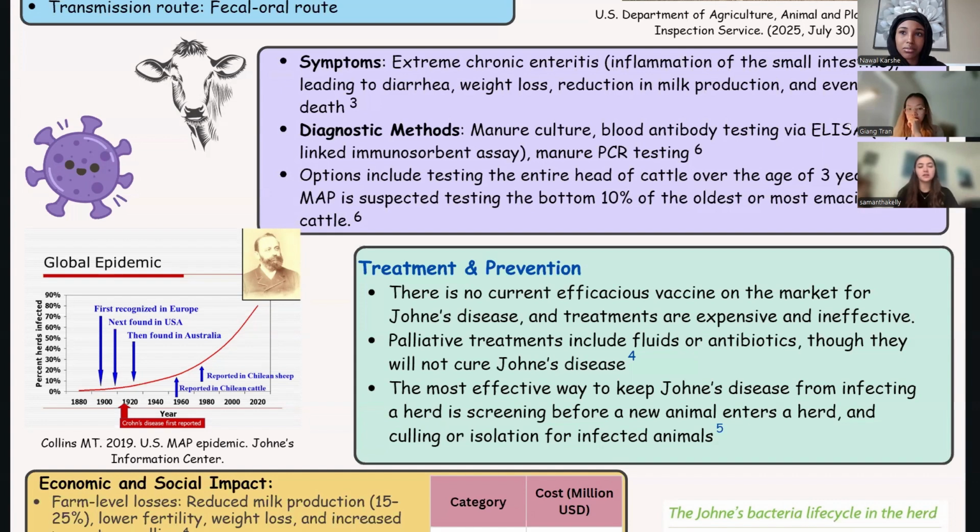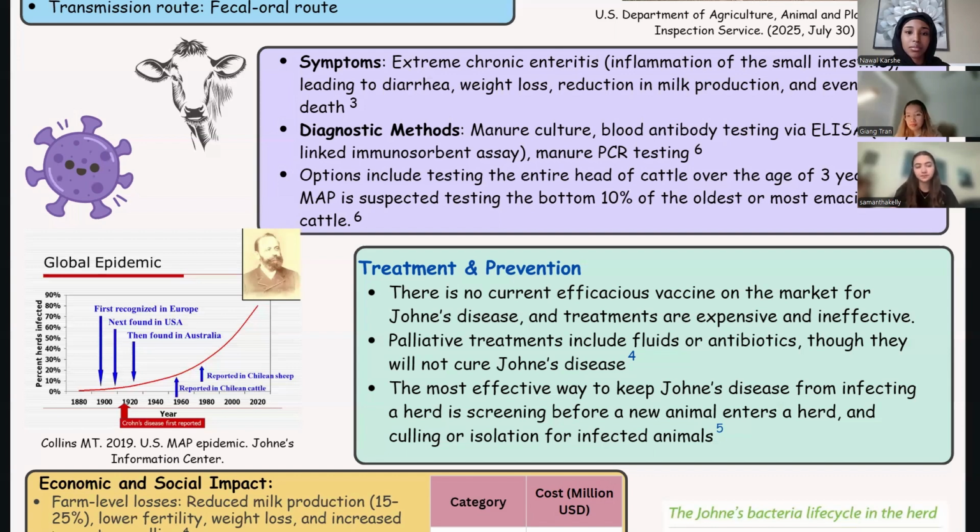The final method is PCR testing, which tests for MAP genetic material. The method usually yields results in 7 to 10 days and is the fastest and most affordable testing method. Cattle can be tested individually, which is more expensive, and if the result is positive, it often means more cattle will need to be tested. Some collection methods test multiple samples at one time. You can choose to test the entire herd, or some farmers choose to test the bottom 10% of the weakest or oldest cattle.